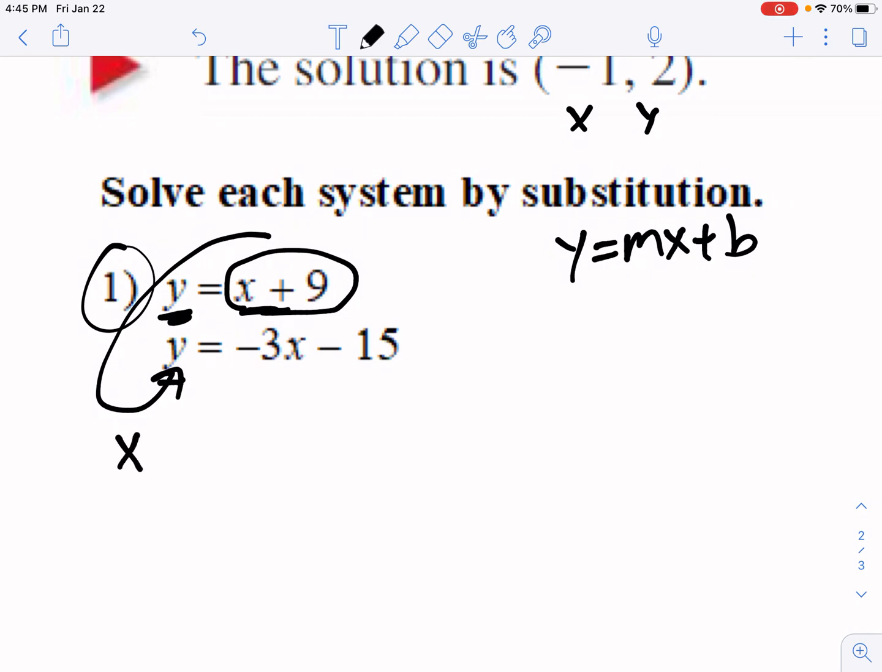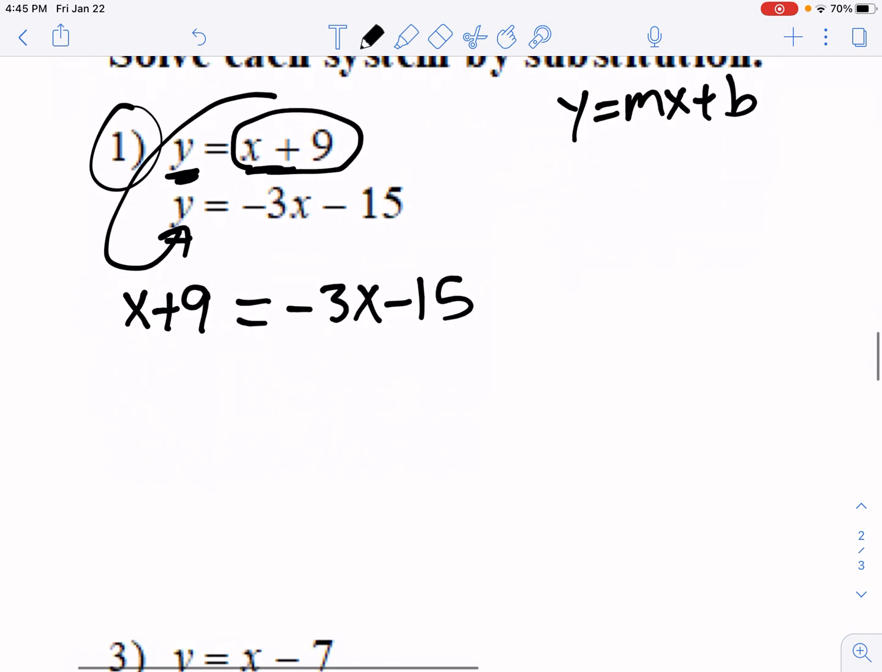So we'd have x plus 9, this is now our new y, that's what we're plugging in for y, equals a negative 3x minus 15. Okay, so all we did was substitute x plus 9 in for y here since we knew that it was equal to y. Now it just becomes solving for x. Notice we have one variable now, okay? So to get x by itself, let's add 3x since we have a minus 3x and get our x's together.